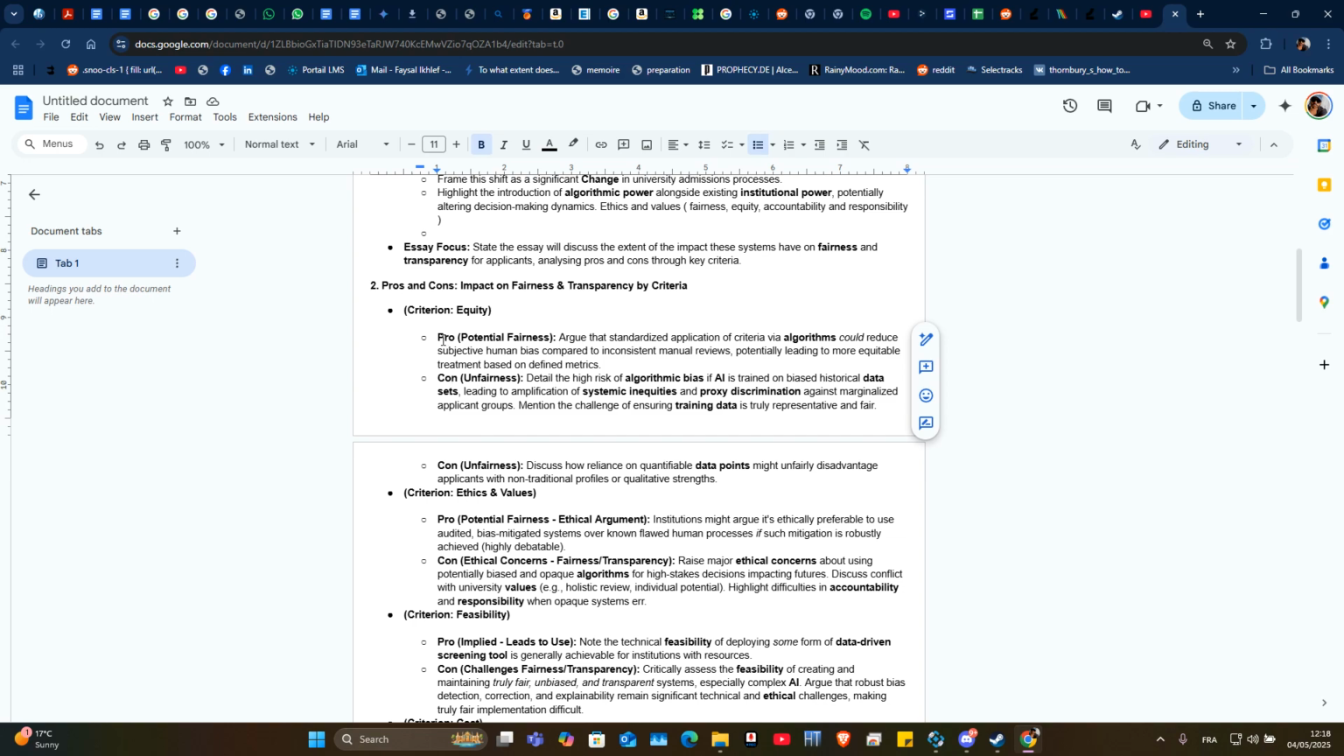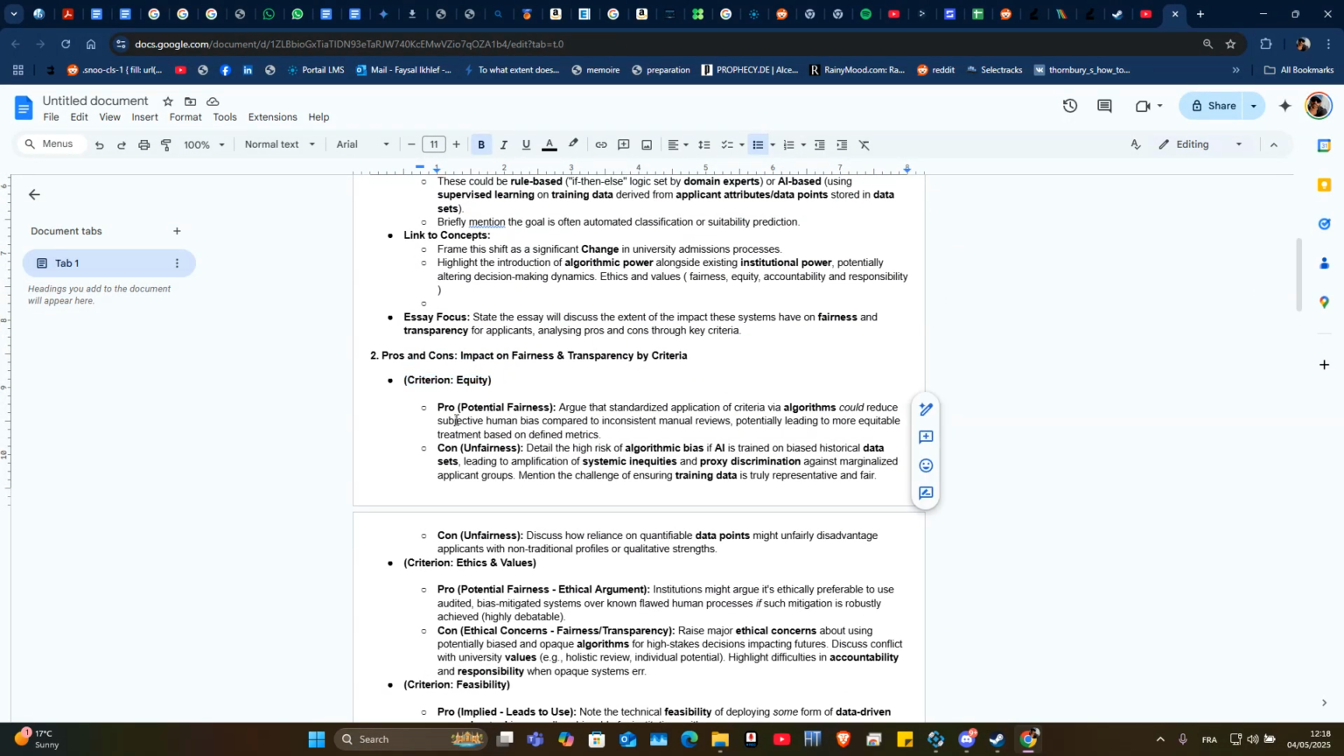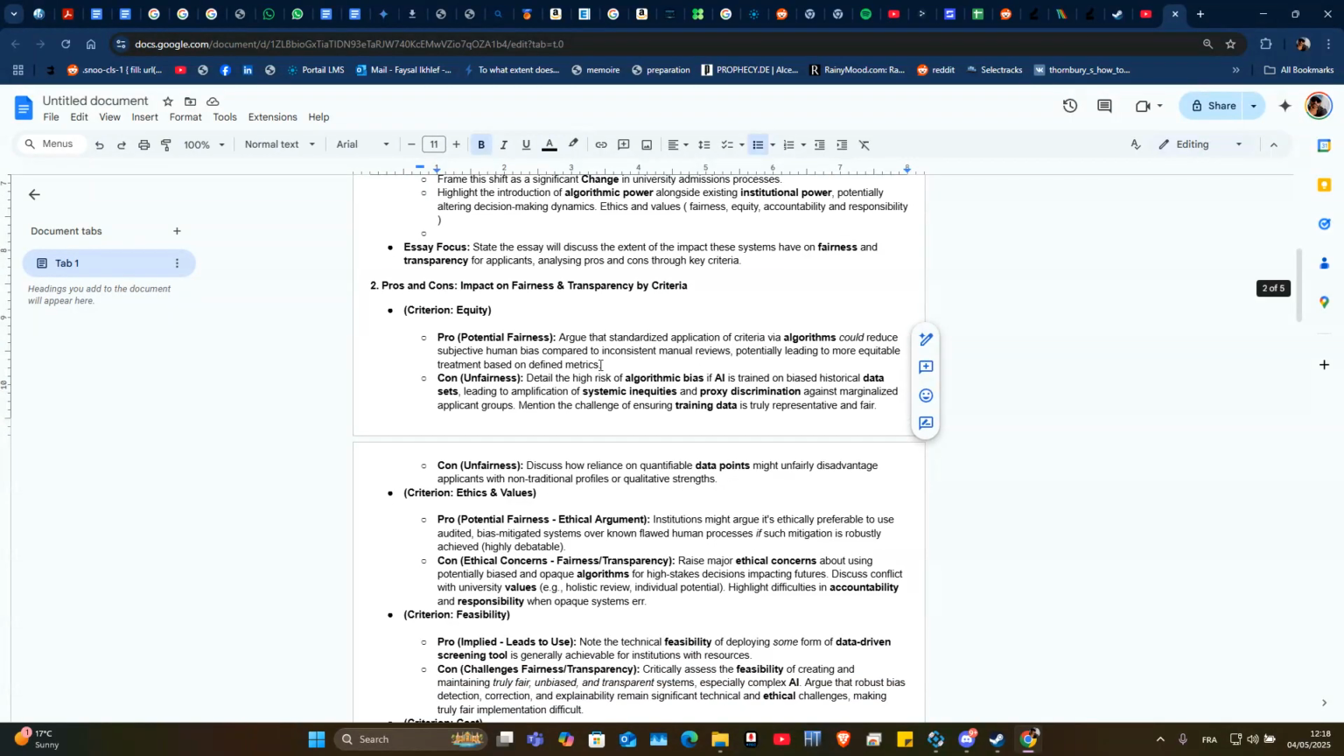So the first, you can use this format, or you can simply say pros, and then cons, okay? I like this one better because it goes over each criterion and it's going to make it easier for the examiner to follow what you're doing. So pros, potential fairness, argue that standardized application of criteria via algorithms could reduce subjective human bias compared to inconsistent manual reviews, potentially leading to a more equitable treatment based on defined metrics. So this is the good thing.